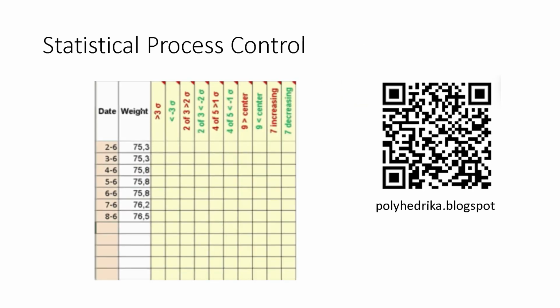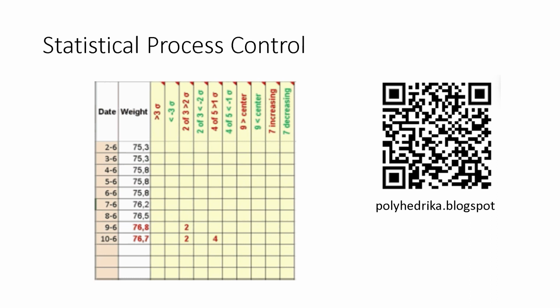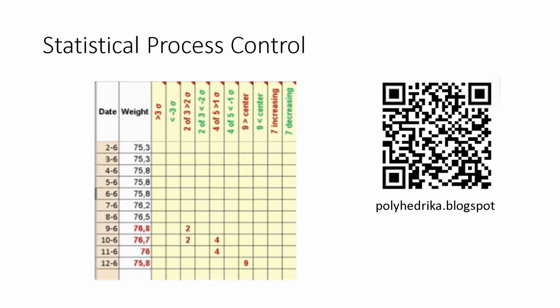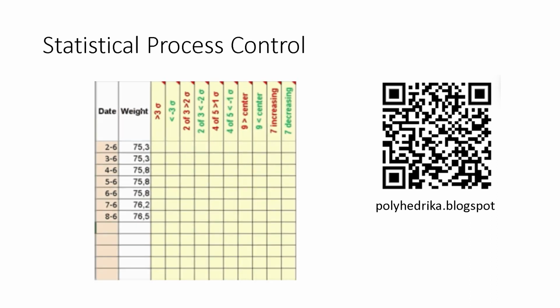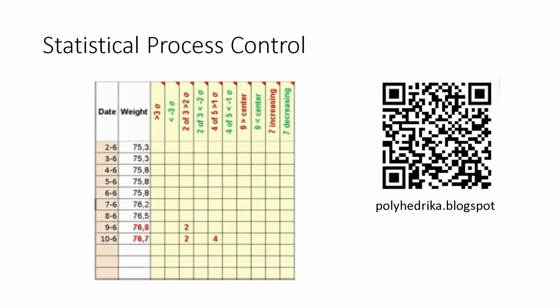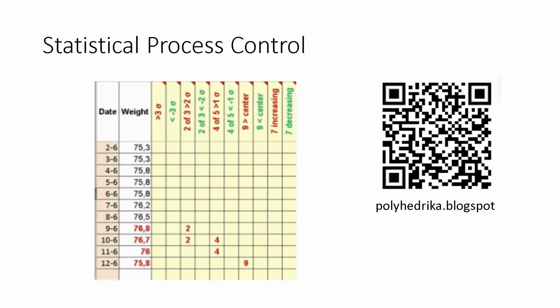Statistical process control will help us detect when a significant change has taken place in a process and corrective action is required. We will use an example of the process of controlling our own body weight.